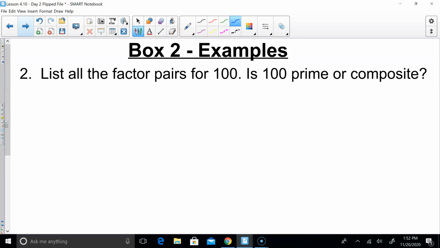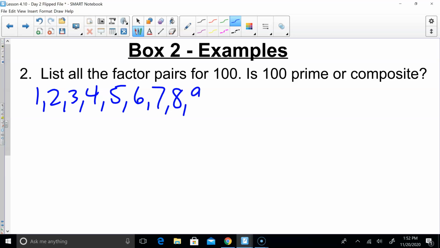And list all the factor pairs for 100. Whew. Here we go again. So that same strategy. 1, 2, 3, 4, 5, 6, 7, 8, 9, and 10. And with that, let's get started.